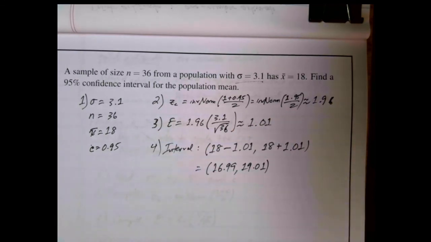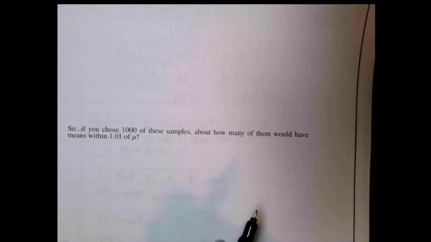Okay, let me ask you a question. Here's the question. If you chose 1,000 of these samples, the ones we've just been talking about, from the population we've just been talking about, how many of them, approximately, would have means within 1.01 of mu?